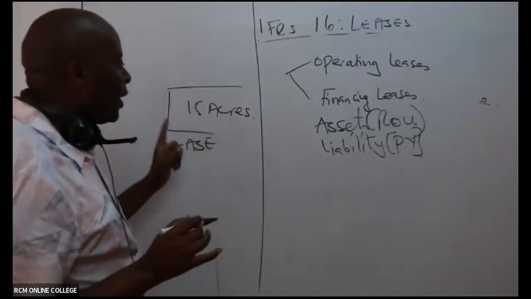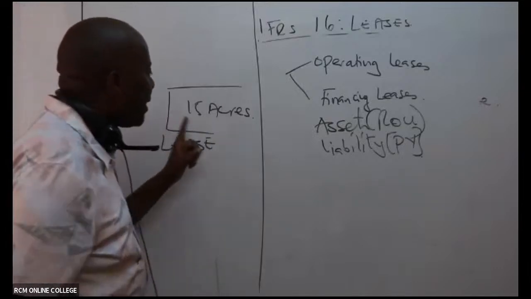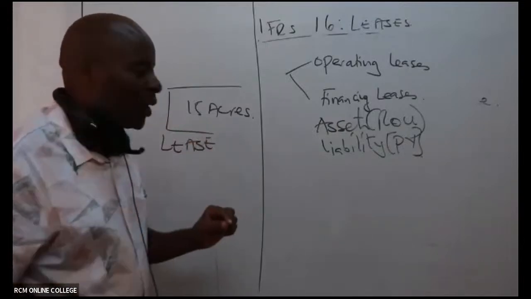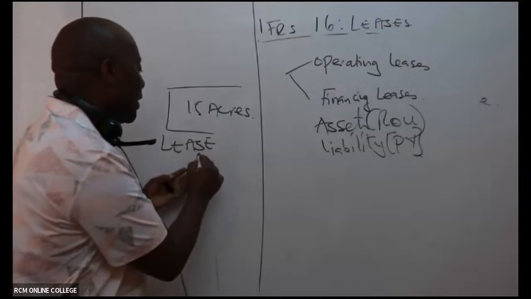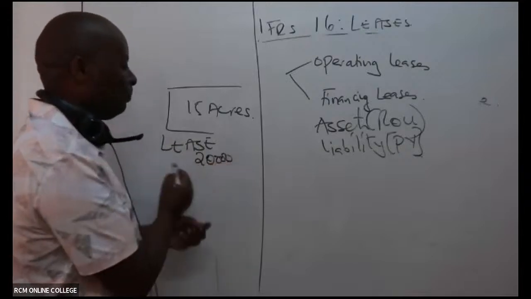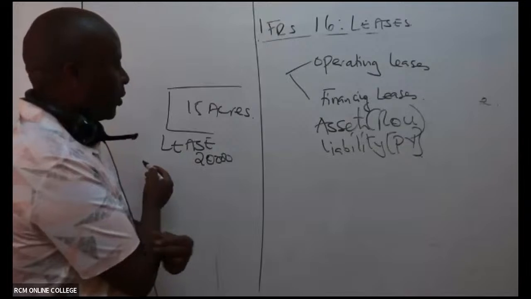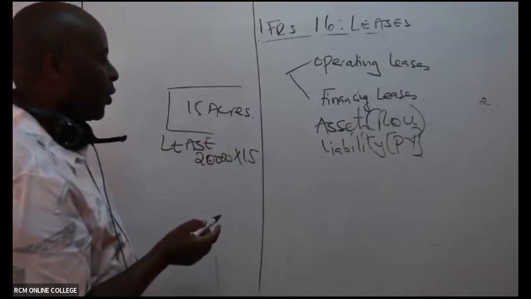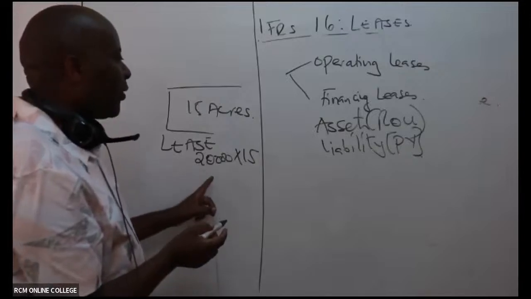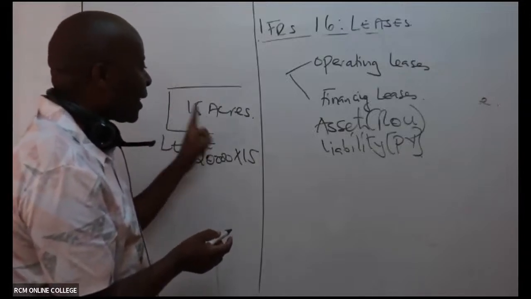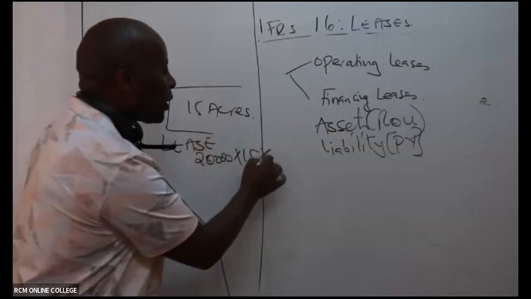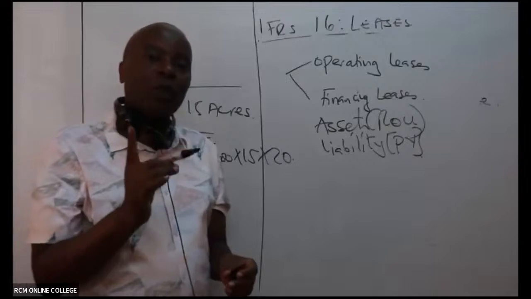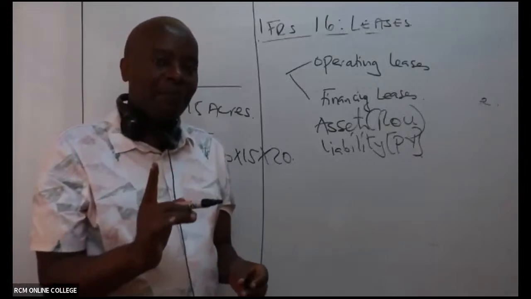If I lease these 15 acres, trust you me, even if it's a very strategically located asset, per year these guys can charge us something like 20,000 per acre. Then I'll multiply this with 15 acres. That is per year. And of course, because I would want to build very executive places here, I would request for a 20-year lease term.